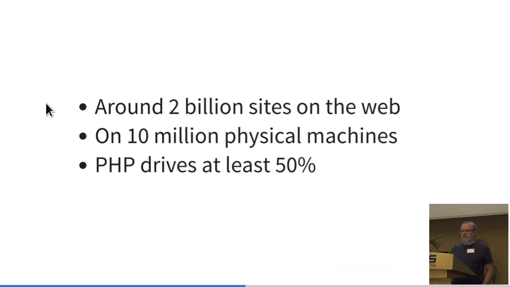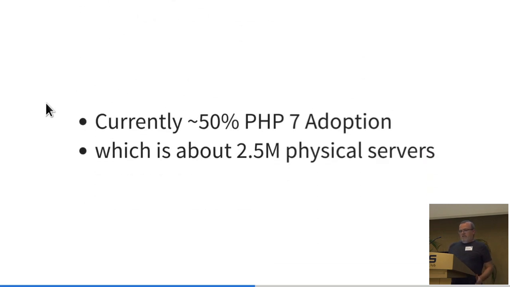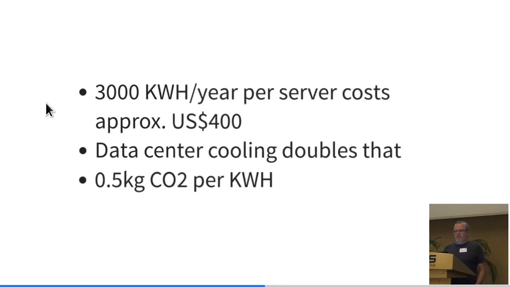Do a little bit of math on it. We have around 2 billion sites on the web. 10 million physical machines, PHP is on about half of them, roughly. Last time I was here, I talked about 5% PHP 7 adoption. We're getting closer to 50% now. We're a little bit under 50%, but around 50%. So about 2.5 million physical servers.